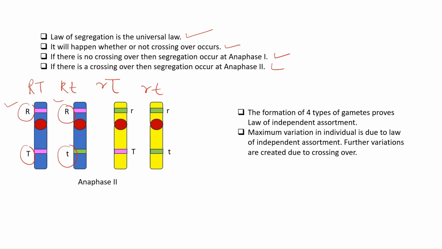But there are a few criteria that need to be fulfilled for the law of independent assortment to happen, which we already studied, so we won't discuss them here. The formation of 4 types of gametes proves the law of independent assortment. The maximum variation in individuals is due to the law of independent assortment, as we already studied. Further variations are created due to crossing over. Law of independent assortment alone is responsible for the maximum variations, and more variations are created due to crossing over. This is known as the physical or chromosomal basis of inheritance.